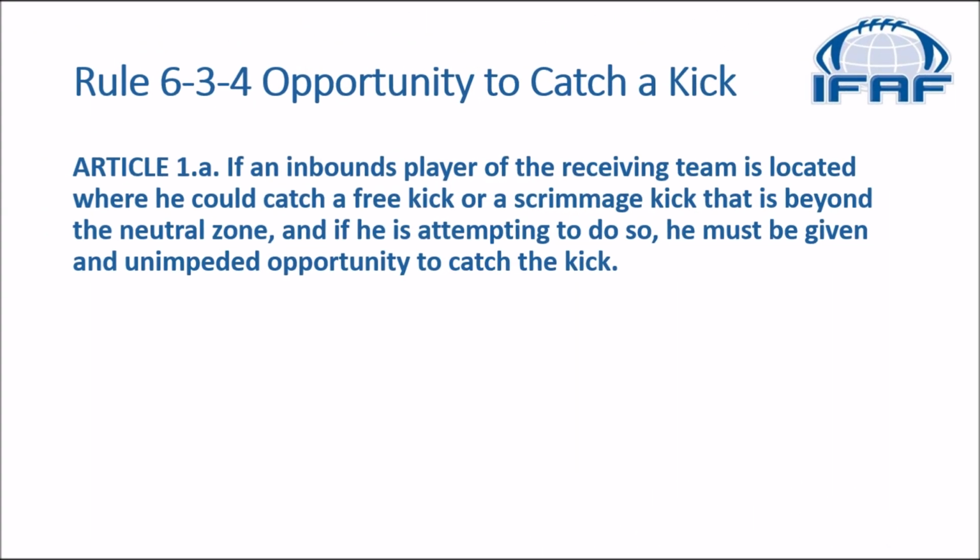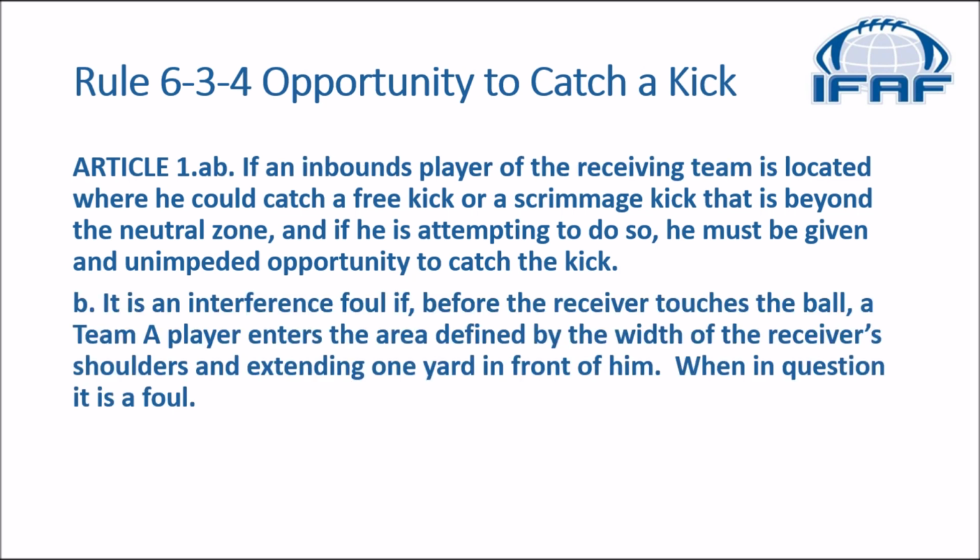First, we go to Rule 6-3-4, Article 1A. If an inbounds player of the receiving team is located where he could catch a free kick or scrimmage kick that is beyond the neutral zone, and if he is attempting to do so, he must be given an unimpeded opportunity to catch the kick. B. It is an interference foul if, before the receiver touches the ball, a Team A player enters the area defined by the width of the receiver's shoulders and extending 1 yard in front of him. When in question, it is a foul.